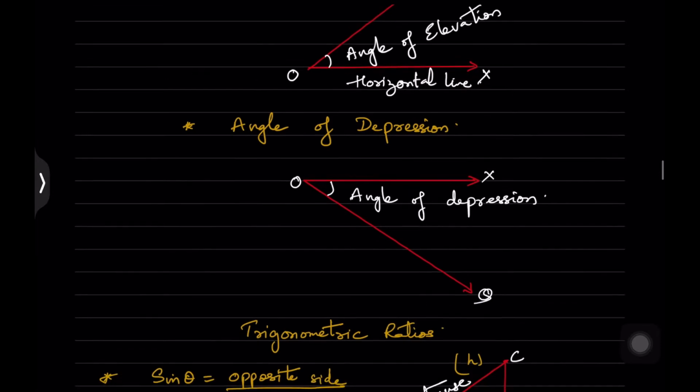Now what is angle of depression? If you are standing on a building and you are seeing a house, an opposite house, an adjacent house, or anywhere, the angle through which you are seeing is called the angle of depression.